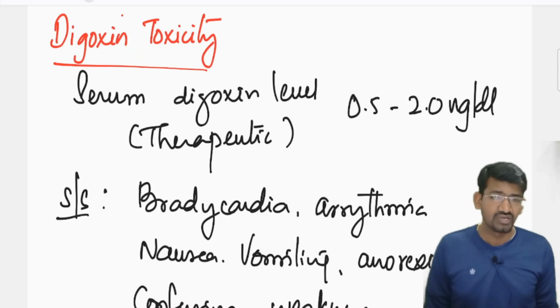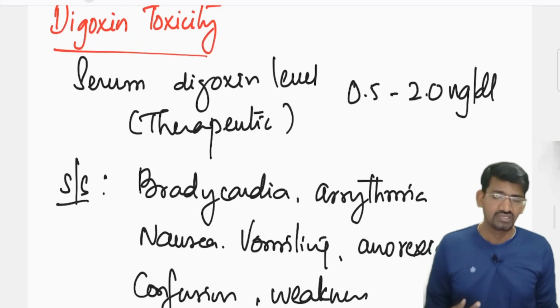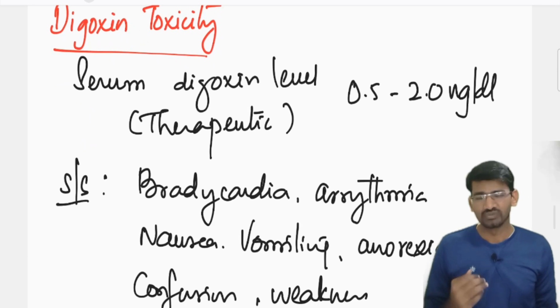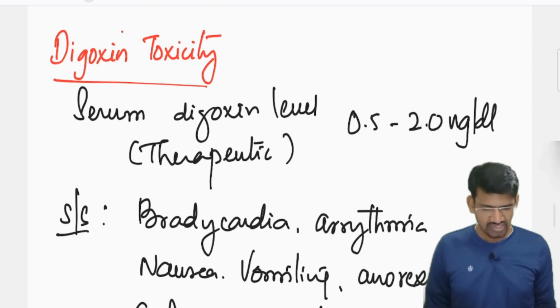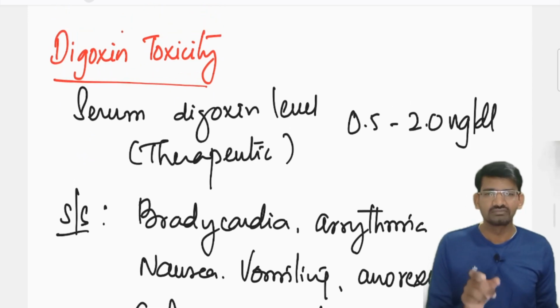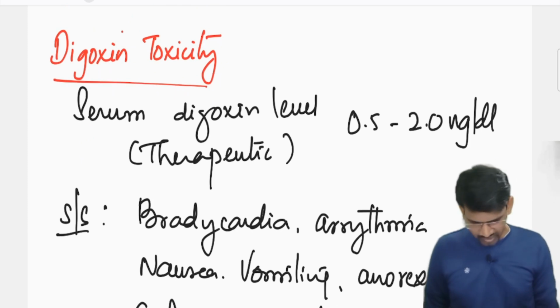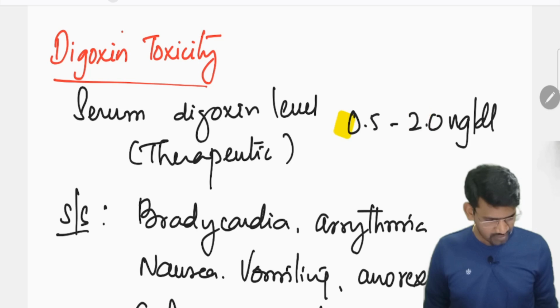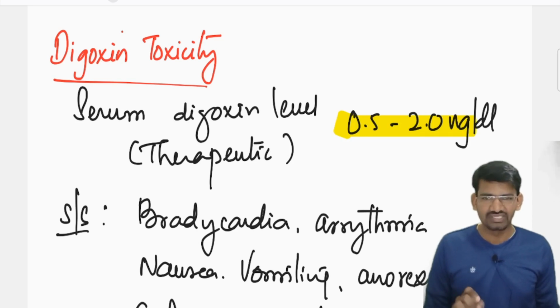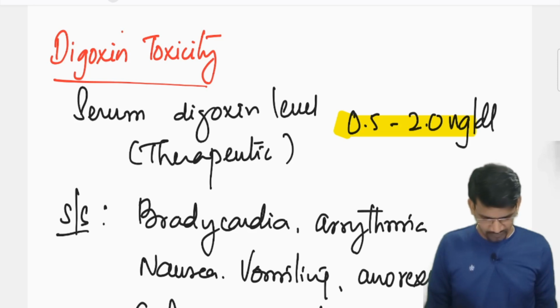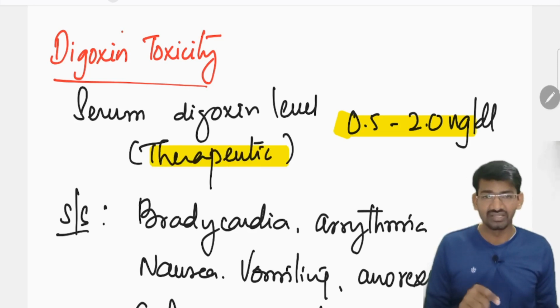This is very important because the toxicity can lead to so many complications, or even the patient may go for cardiac arrest as well. So the bradycardia, later it can cause the arrest. What is the therapeutic level, what is the normal serum digoxin level to be monitored? The normal digoxin level should be between 0.5 to 2 nanograms per deciliter. This is called the therapeutic level of digoxin in the serum.